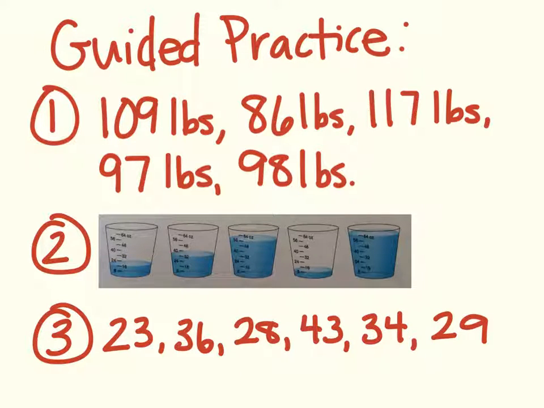In problem number 3, you're shown a data set that includes the ages of a group of people. Someone is 23, the next person is 36 years old, the next person is 28, followed by a 43-year-old, a 34-year-old, and a person who is 29. Please find the median age of this group of 6. Press pause, and there are 2 more guided practice problems after this.